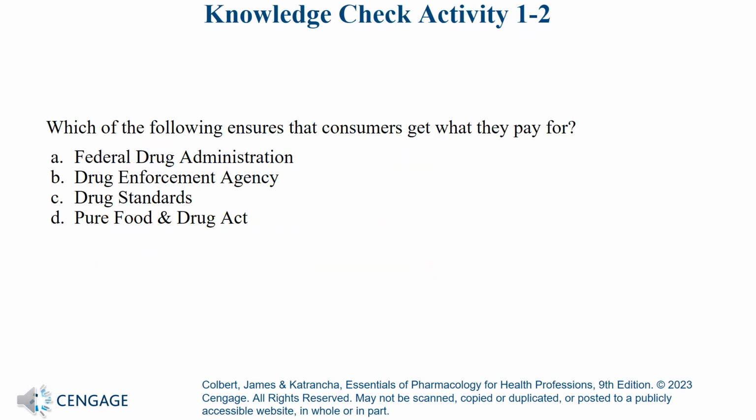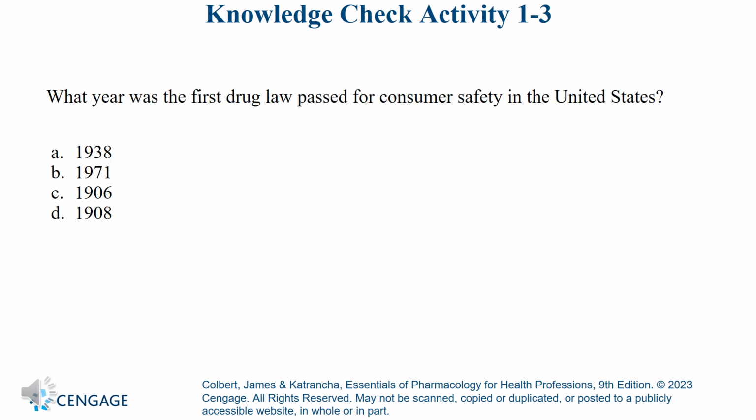Alright, so let's take a look at the next check your knowledge. The question is, which of the following ensures that customers get what they pay for? Let's pause the video for a minute, look at your choices, and let's see if you remember. Here is another check your knowledge activity. What year was the first drug law passed for consumer safety in the United States? So let's see if you remember from what you've learned so far. You will find your answers at the end of the video.